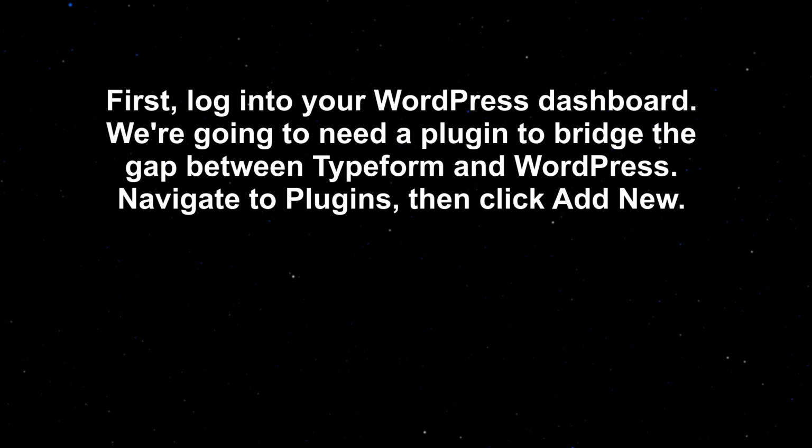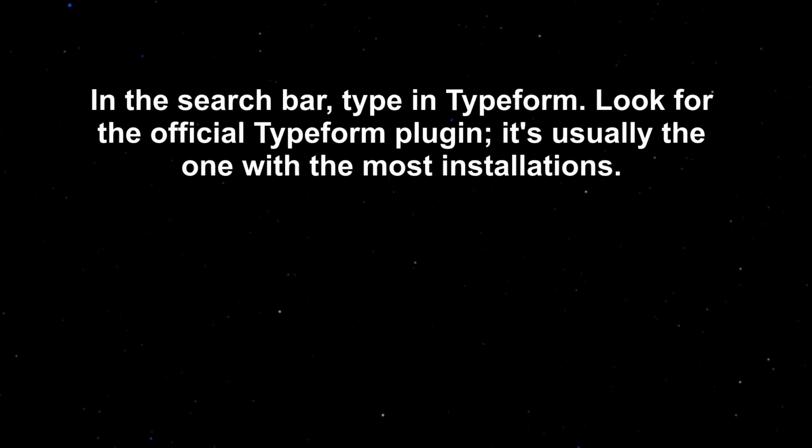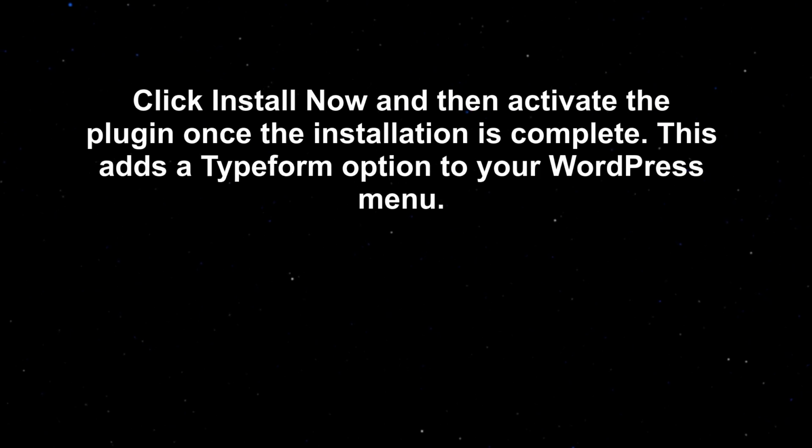Navigate to Plugins, then click Add New. In the search bar, type in Typeform. Look for the official Typeform plugin. It's usually the one with the most installations. Click Install Now and then activate the plugin once the installation is complete. This adds a Typeform option to your WordPress menu.